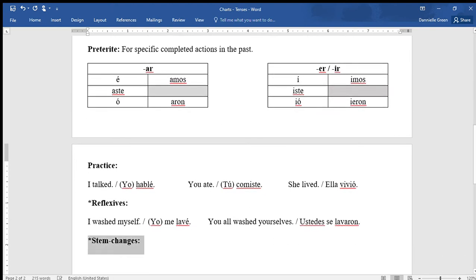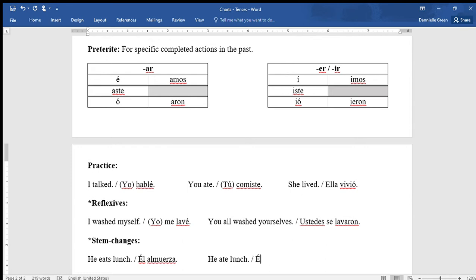So let's look at an example here. We have the verb almorzar, which is to eat lunch. So we want to start with "he eats lunch" in the present tense. That would be él almuerza, right? Almorzar has a stem change from O to UE in the present tense. But in the preterite tense, we actually don't have to worry about that.